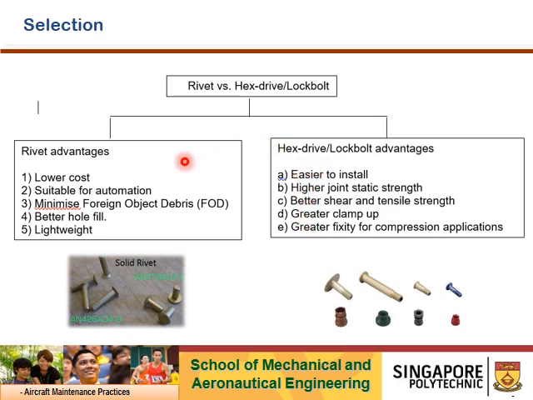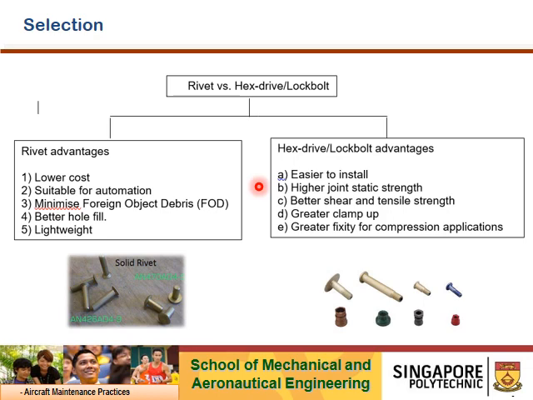Hex drive bolts will be more expensive compared to rivets. So I think the suitability for automation also plays a part, where aircraft manufacturers prefer to use riveting installation rather than hex drive bolts. Of course, at the end of the day, it depends on the loading. If the load is too high, then installing rivets may not be suitable. Then they go to hex drive or lock bolt.